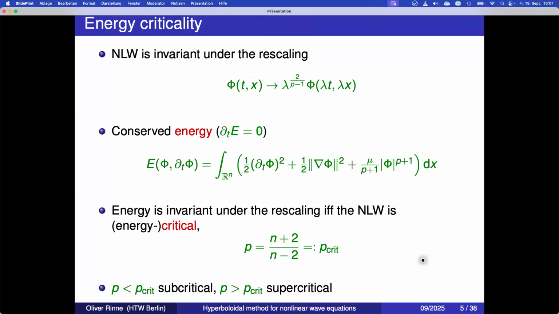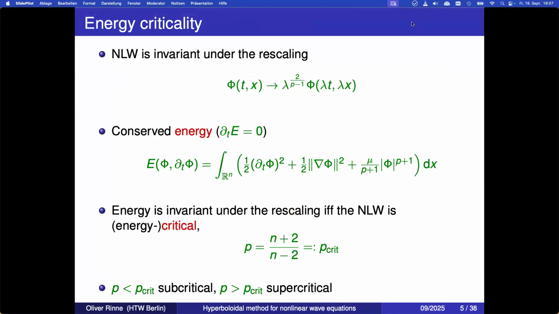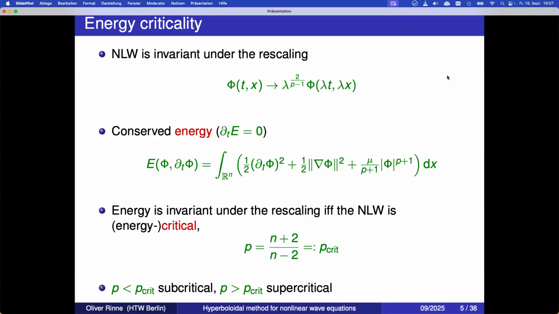So a few facts about this nonlinear wave equation. One important property is energy criticality. So first of all, there's a rescaling under which this nonlinear wave equation is invariant. So if you rescale both time and space by the same constant lambda, then if you also scale this phi accordingly by this power here, then the equation is invariant under this rescaling.